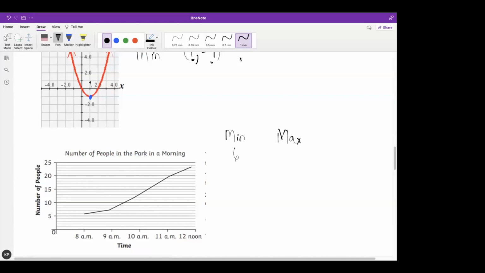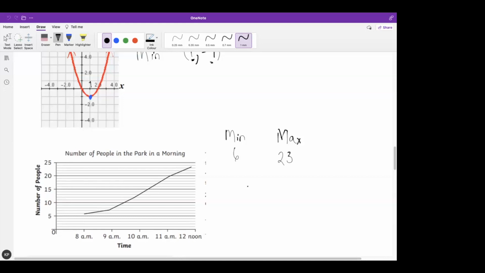So 6 people are the minimum that you can find at this park. So what is our maximum? Maximum amount of people in the park? Molebuge didn't pay attention. Molebuge, do you see why you lose marks in a test? This is why. Those lines are there to guide us. 23 people. So at maximum, or the most number of people, the highest number of people in this park was 23 people, right?